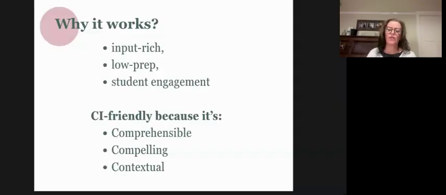So you can use it to introduce structures and really target those structures, or you can use it to recycle high frequency phrases. All the while you're keeping the students engaged and curious.